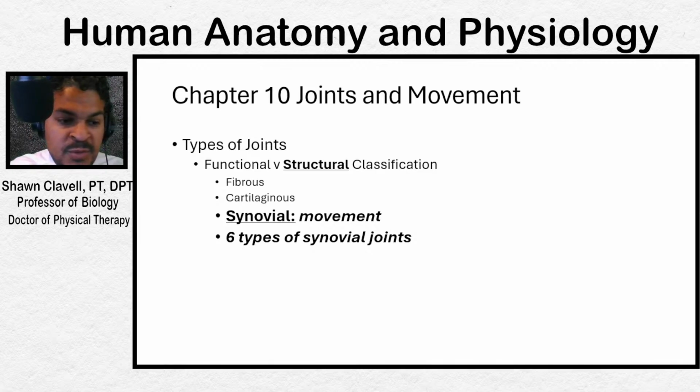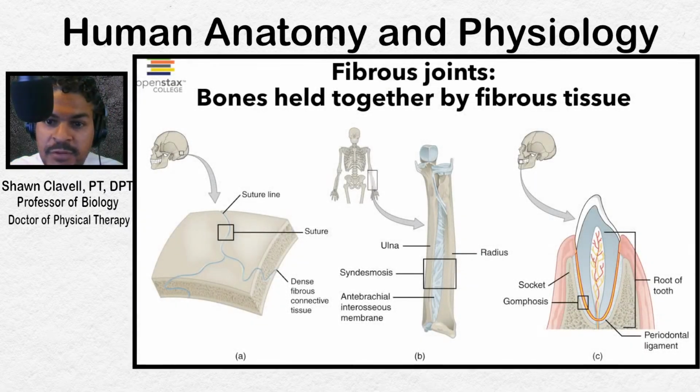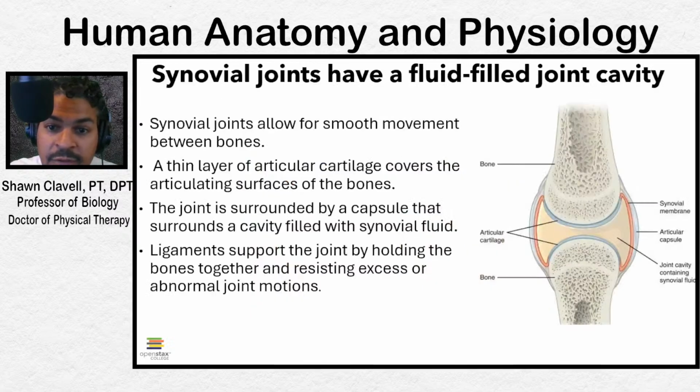Now that I've got my slides here, we can talk about the fibrous joints. Remember, we talked about those. They're held together by fibrous connective tissue. Cartilaginous joints are held together by cartilage, and then synovial joints have a fluid-filled cavity.